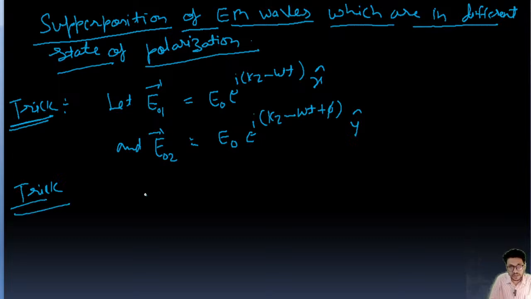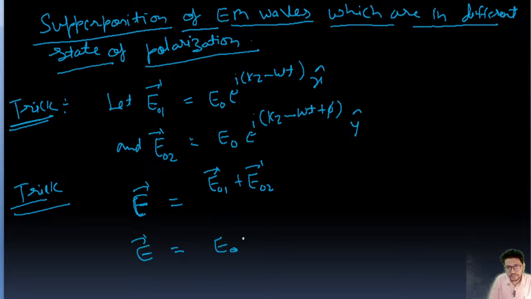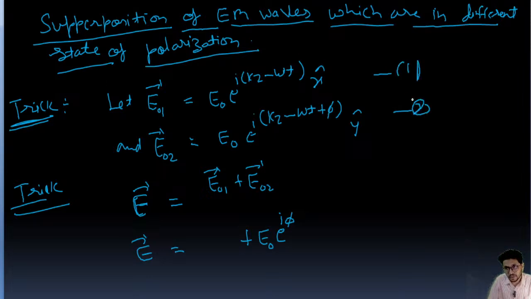What we will do, first we'll find that total electric field. So this is going to be E1 naught plus E2 naught. We'll put the value and add it. So E is going to be E naught x cap plus E naught e to the power iota phi y cap. We have added these two, equation 1 and equation 2.